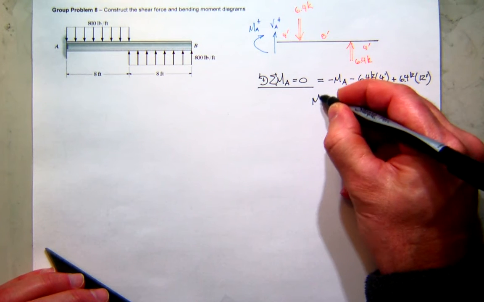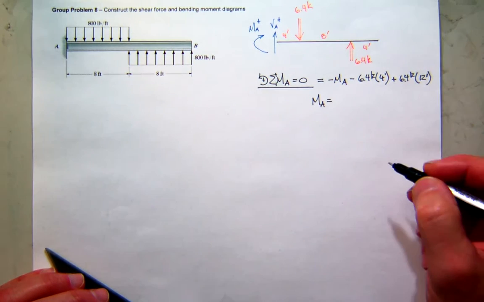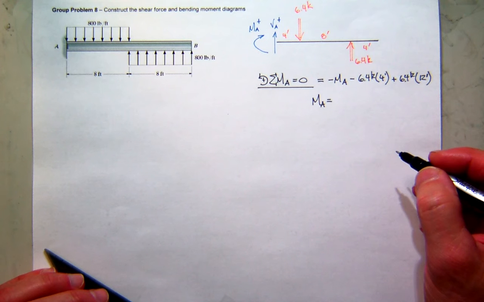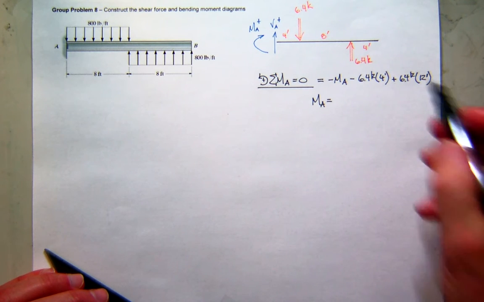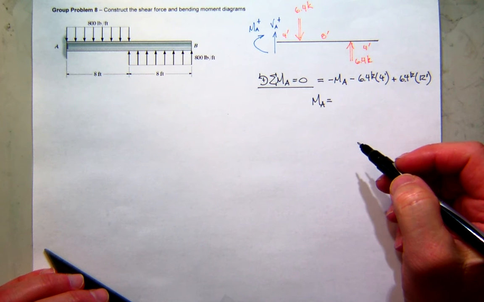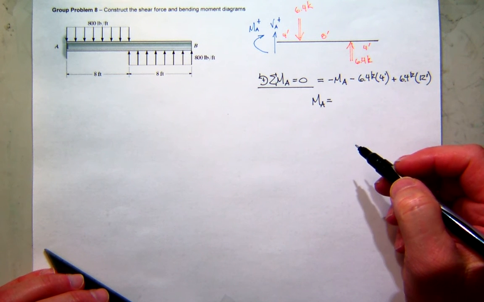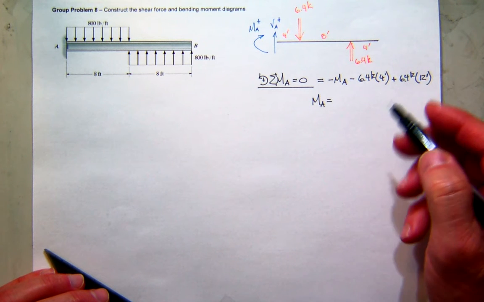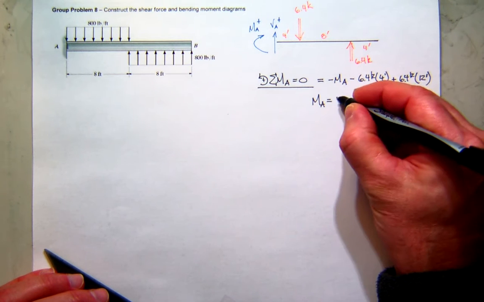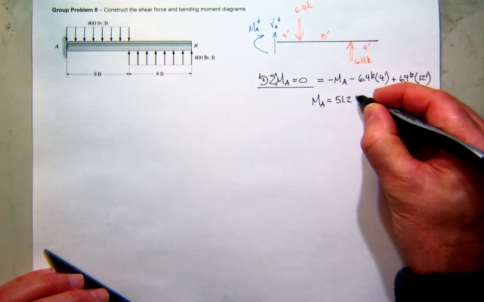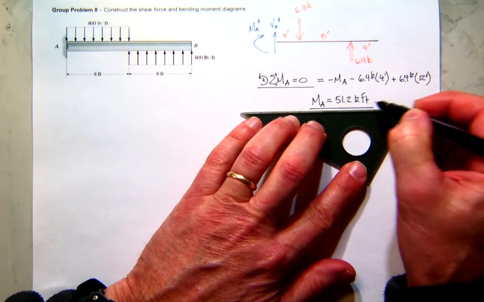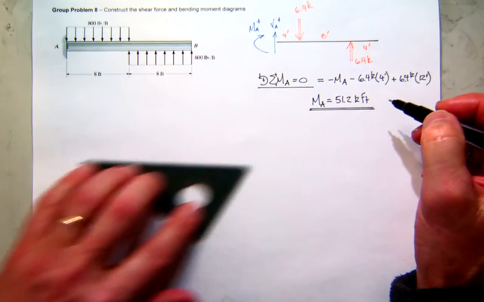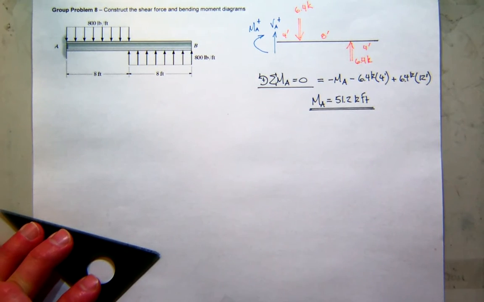So what is the moment at A equal to? It looks like it's positive, and I don't know what that is. What's 6.4 times 8? 51.2. Did you guys get that? 51.2? And that will be kip-feet. So it looks like the moment at A is positive. I'm sorry, the bending moment at A is positive.